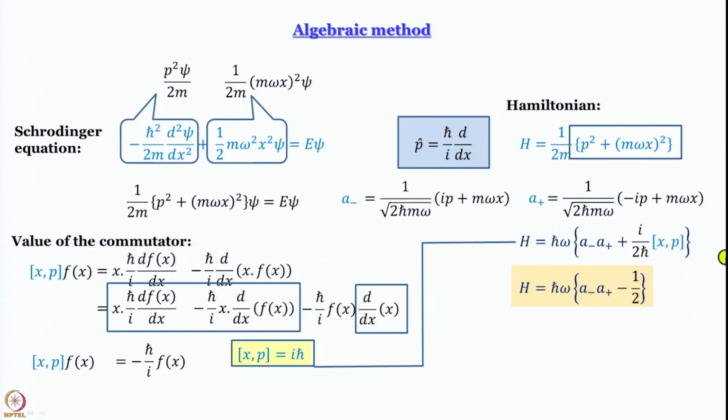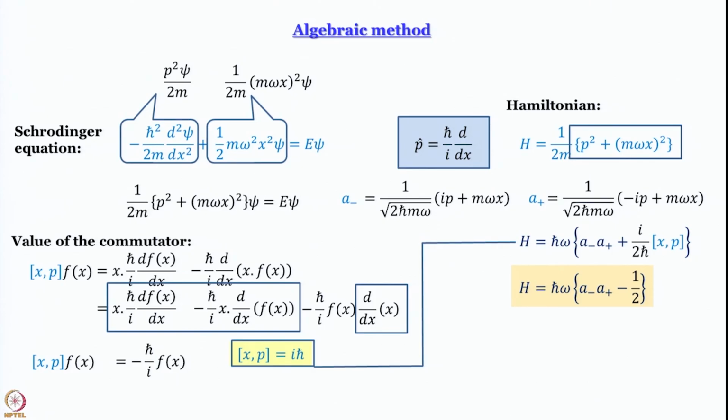Instead of this we will write i ħ, i into i is minus 1, ħ in the numerator and ħ in the denominator cancel each other, we are left with 2 in the denominator. So, minus 1 by 2. So, it is so simple. The Hamiltonian simply becomes ħω (a minus a plus minus half), right.